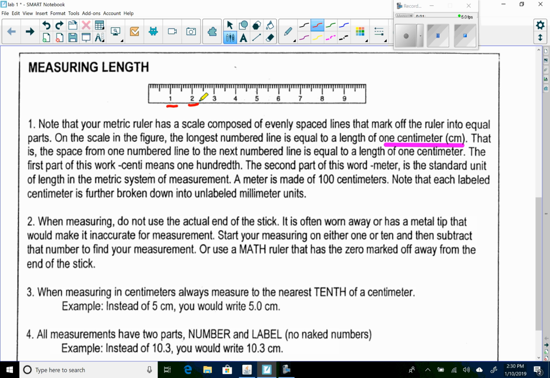2. When measuring, do not use the actual end of the stick. It is often worn away or has a metal tip that would make it inaccurate for measurement. Start your measuring on either 1 or 10 and then subtract that number to find your measurement. Or use a metric ruler that has the 0 marked off away from the end of the stick. 3. When measuring in centimeters, always measure to the nearest tenth of a centimeter. Example, instead of 5 centimeters, you would write 5.0 centimeters. 4. All measurements have two parts, number and label, no naked numbers. Example, instead of 10.3, you would write 10.3 centimeters.